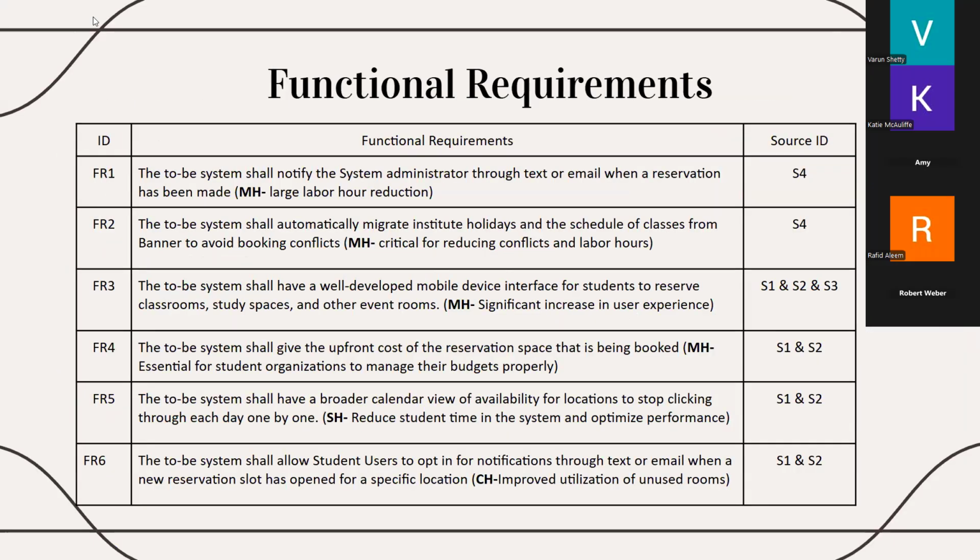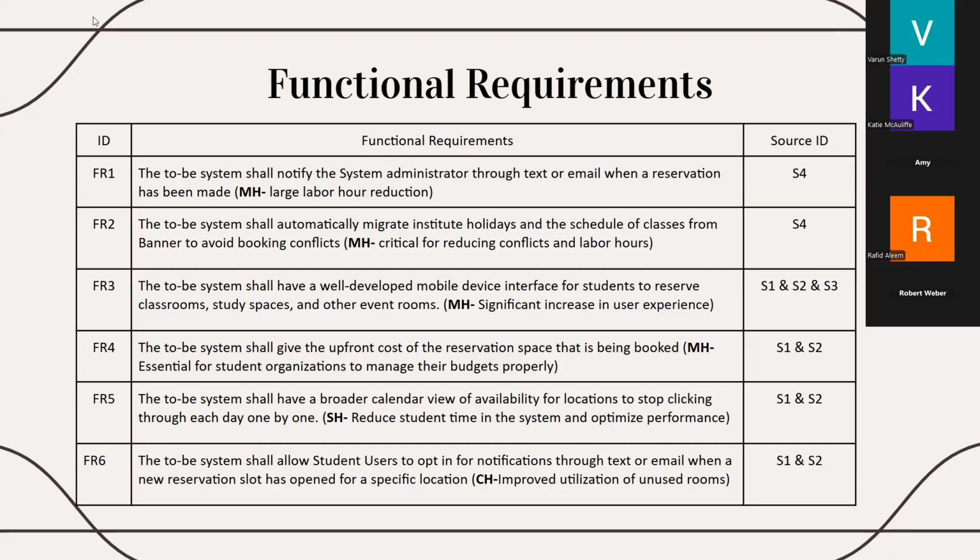And this leads into our functional requirements. The four must-haves that we have largely relate to reducing inefficiencies. The first one is that the system will notify the system administrator through text or email when a reservation has been made, which is very similar to functional requirement number 3, relating to students, that can have a mobile interface for them to reserve spots as well. And for functional requirement 2, the 2B system shall automatically migrate institute holidays and schedules of classes from Banner to avoid booking conflicts. And the rest of them are for the students.